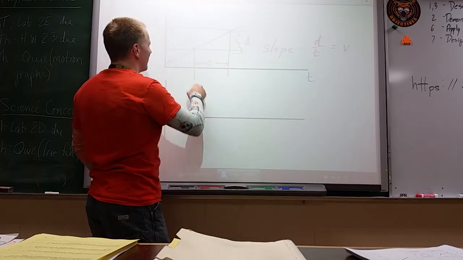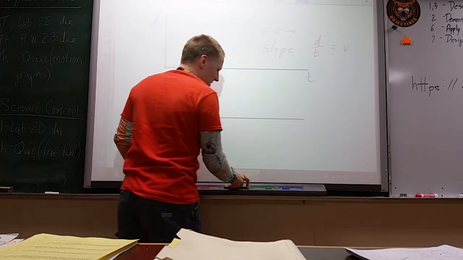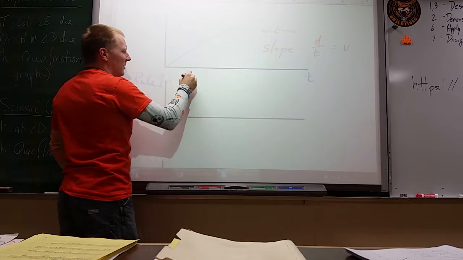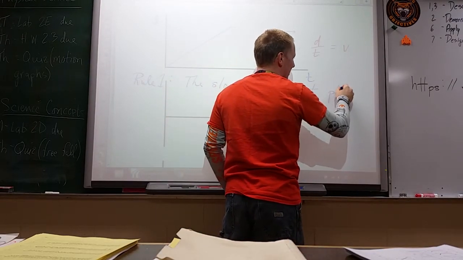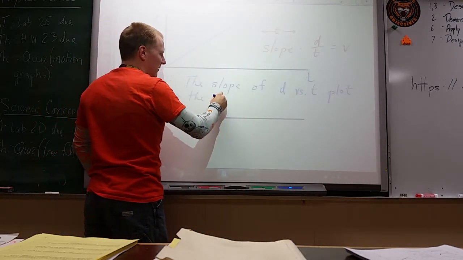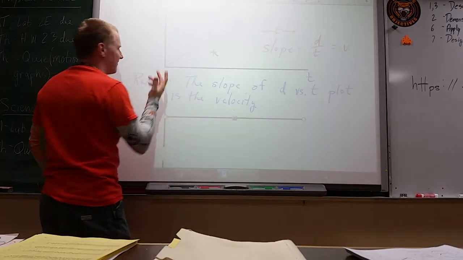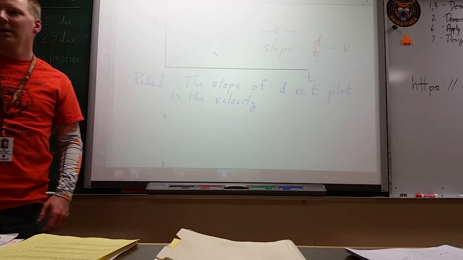Okay, so let's look at just the blue parts here. Let's write down a rule before we go any further. Rule 1: the slope of a distance or displacement versus time plot is the velocity. Okay, that's important. So if you look at these and you can identify the slope, you know what the velocity is.